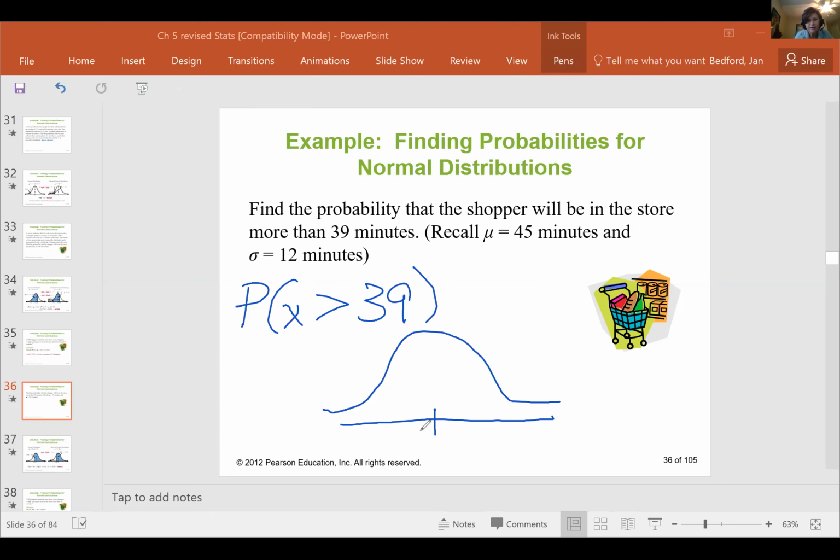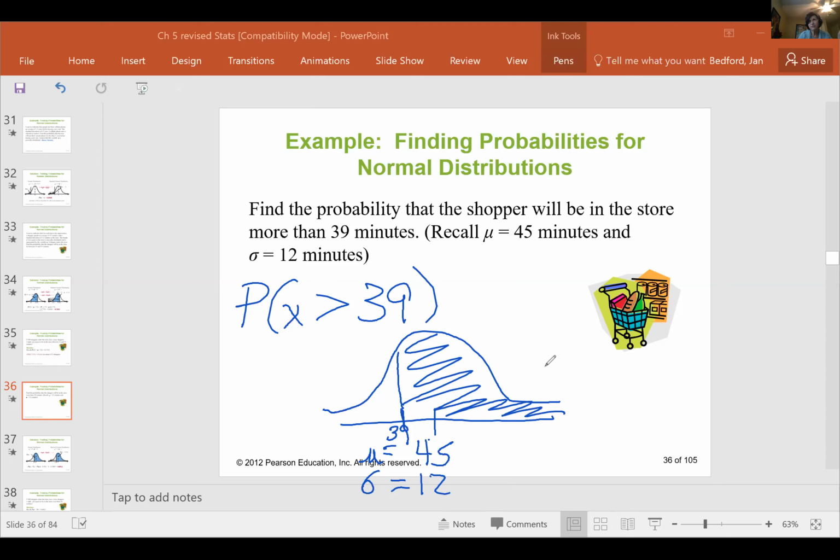So we said 45 minutes was the mean, and we said the standard deviation was 12, and the question is, what's the probability that they're going to be in there longer than 39 minutes? Well, 39 is to the left of 45. So this is the area that I'm looking for.